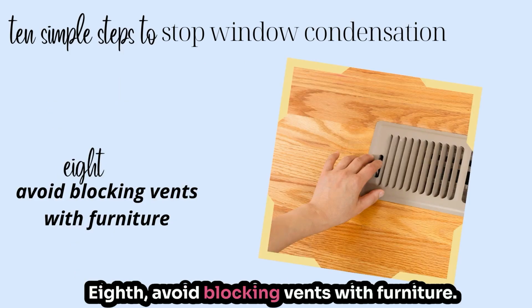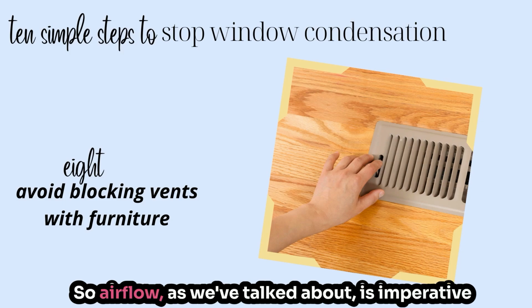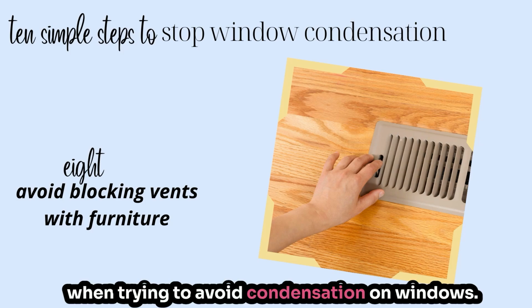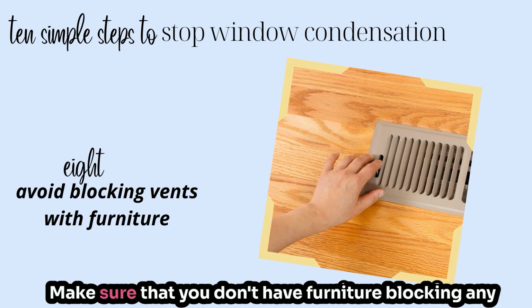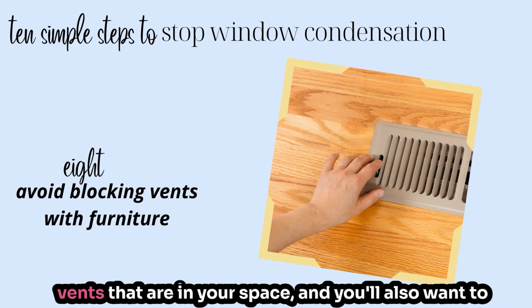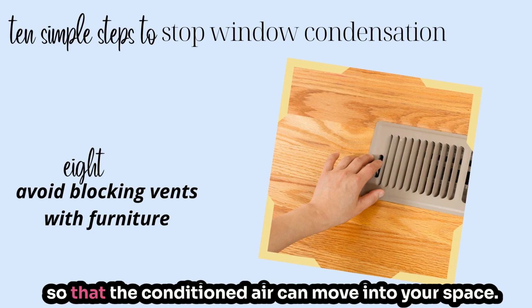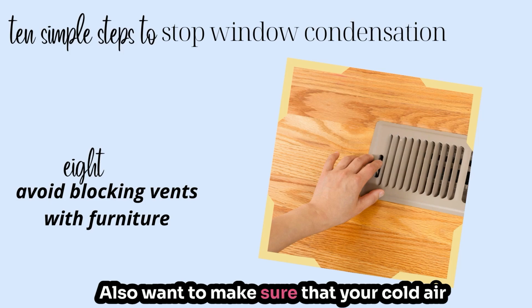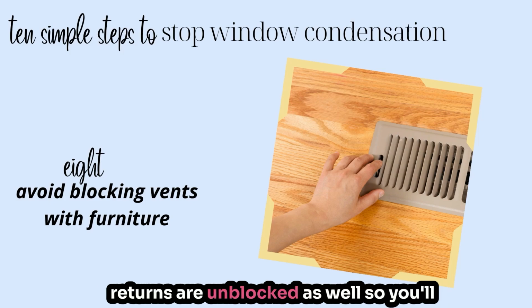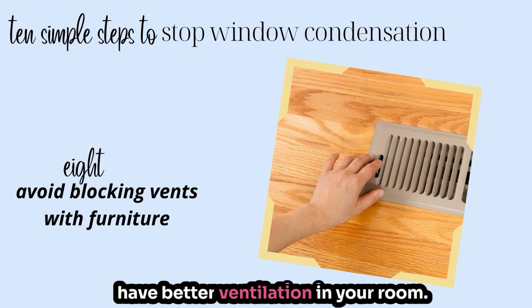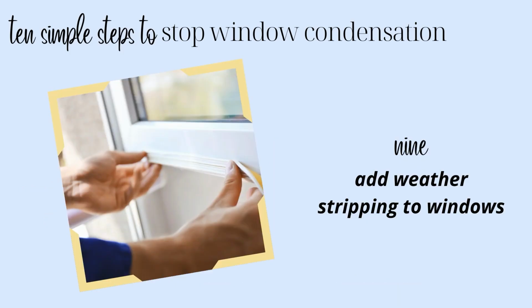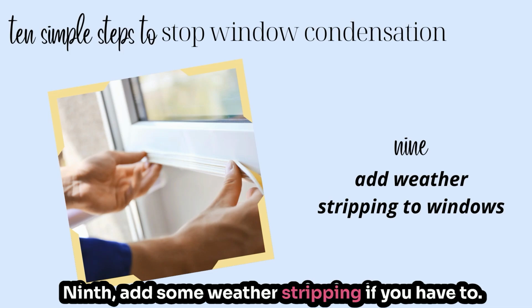Eighth, avoid blocking vents with furniture. So airflow, as we've talked about, is imperative when trying to avoid condensation on windows. Make sure that you don't have furniture blocking any vents that are in your space, and you'll also want to keep your HVAC vents clear of any rugs or furniture so that the conditioned air can move into your space. Also want to make sure that your cold air returns are unblocked as well, so you'll have better ventilation in your room. Ninth, add some weather stripping if you have to.